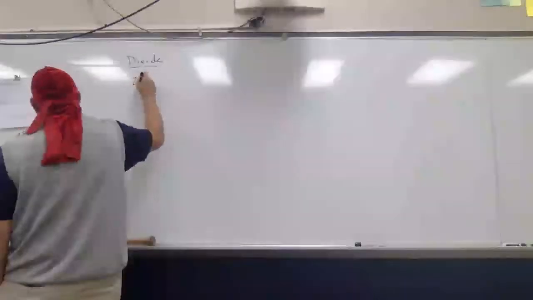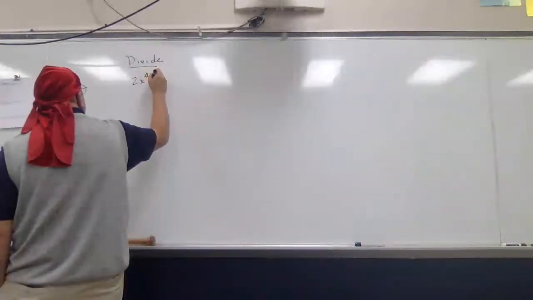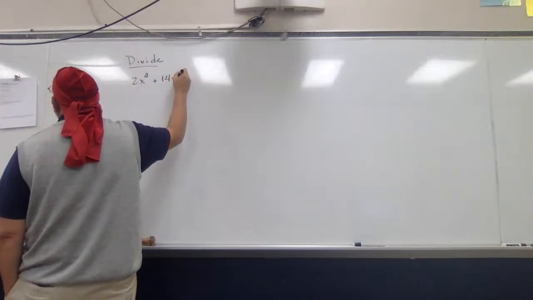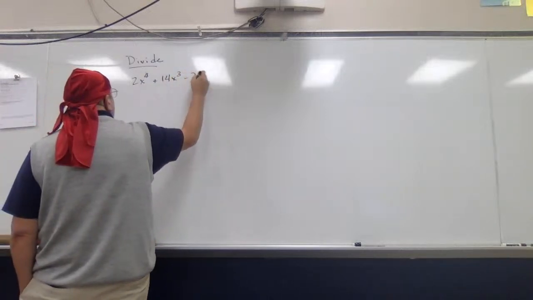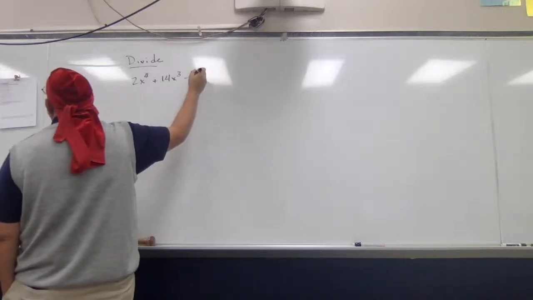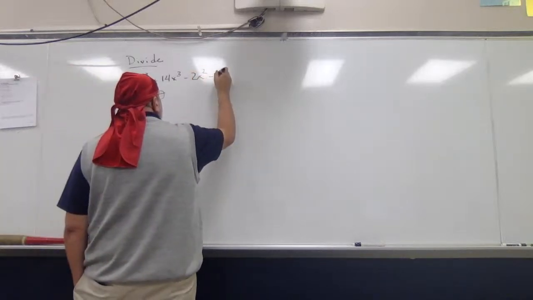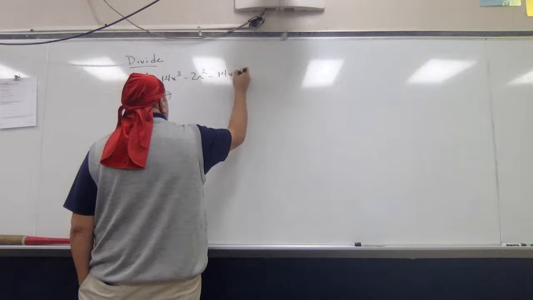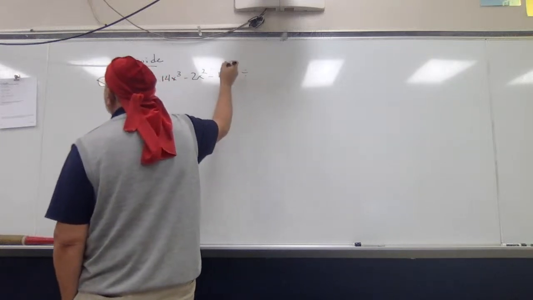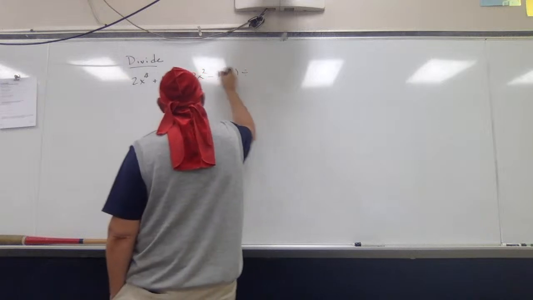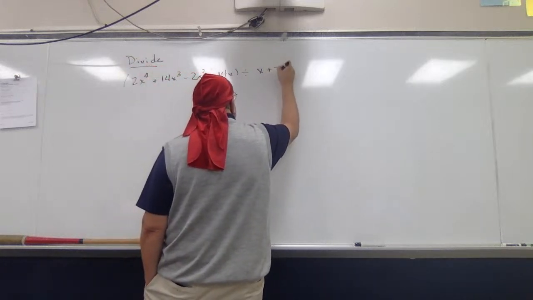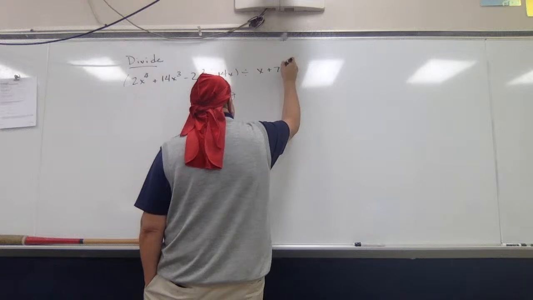Divide 2x to the fourth plus 14x cubed minus 2x squared minus 14x. We're going to divide by x plus 7. Okay.